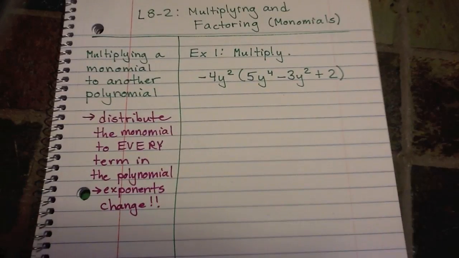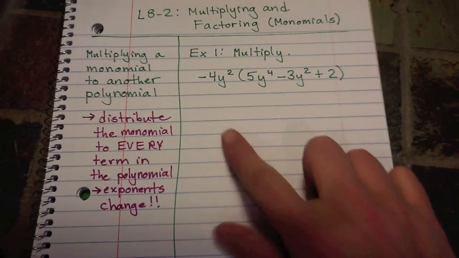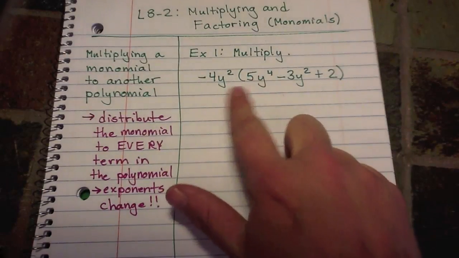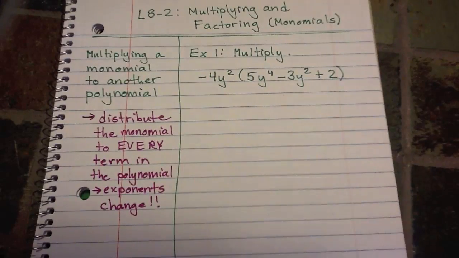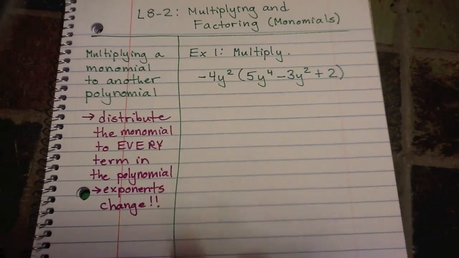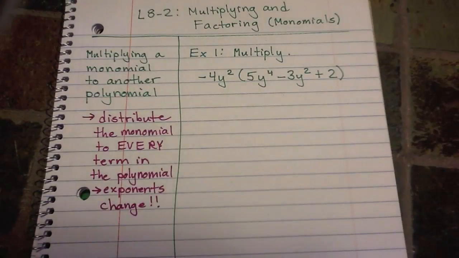Go ahead and write this down, hit play when you're ready. It's just talking about the fact that we're going to distribute this monomial to every term in the polynomial. And in this case, our exponents are going to change because we're multiplying, we're not adding. When we add, we only combine like terms and we don't change those like terms. But when we're multiplying, we can combine any set of variables and numbers, put them all together into one term, and it follows the rules of exponents when we have like bases, because notice you have 2 y's there.